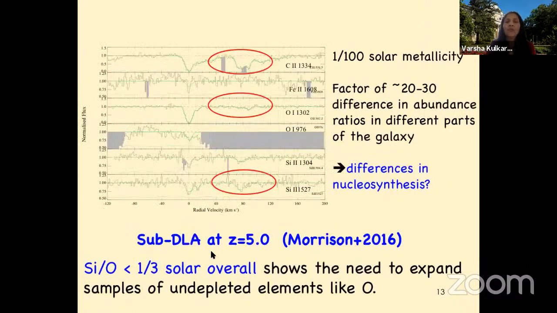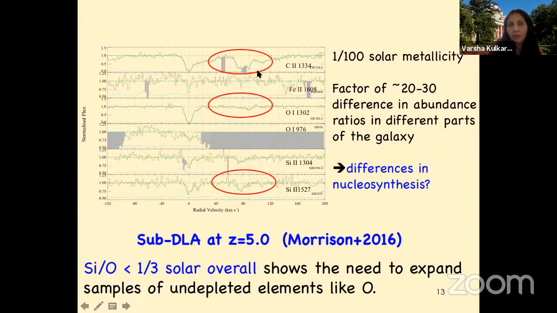So here is a redshift 5 sub-DLA. Now it is further out away from the quasar. It has about 1/100 solar metallicity, so it's metal poor, but not terribly metal poor. And there's a factor of 20 to 30 difference in abundance ratios in different velocity components of this absorber.